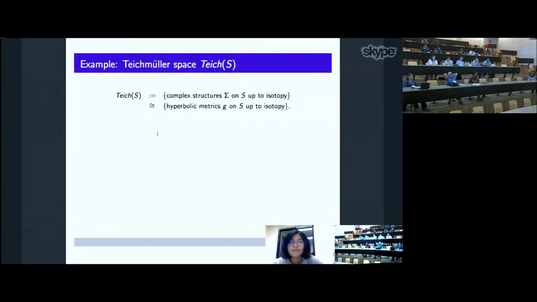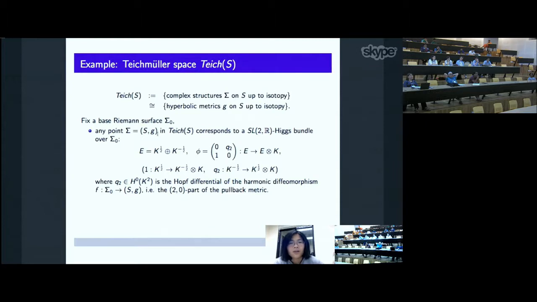So for example, we can consider the Teichmüller space. The definition is all isotopy classes of complex structures or hyperbolic structures. Okay. We can also view it from Higgs bundles. If we fix a base Riemann surface structure Sigma_0, any point in Teichmüller space, here we consider hyperbolic metrics as points in Teichmüller space. So this g is a hyperbolic metric.